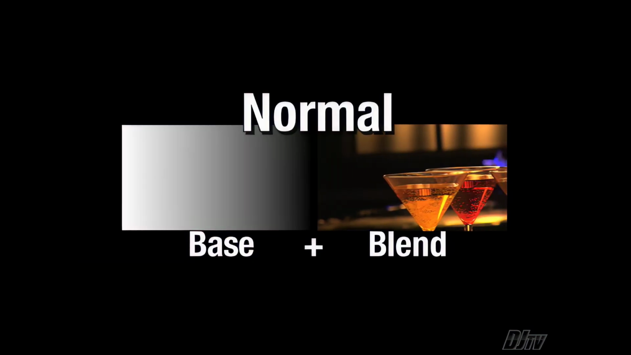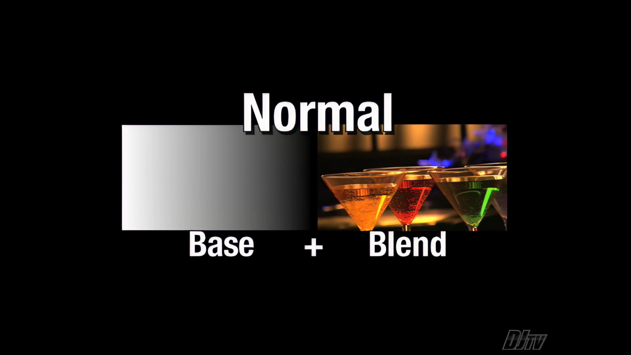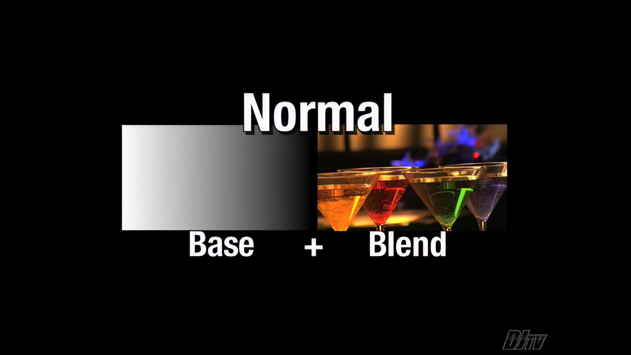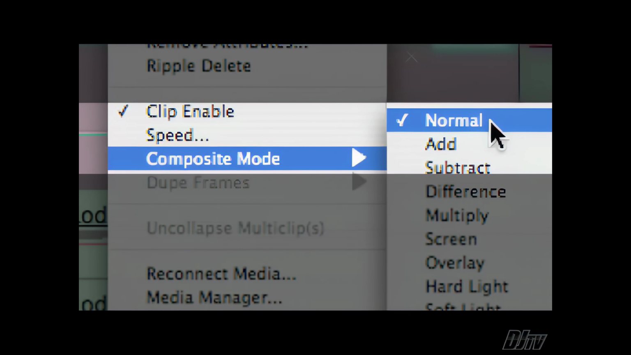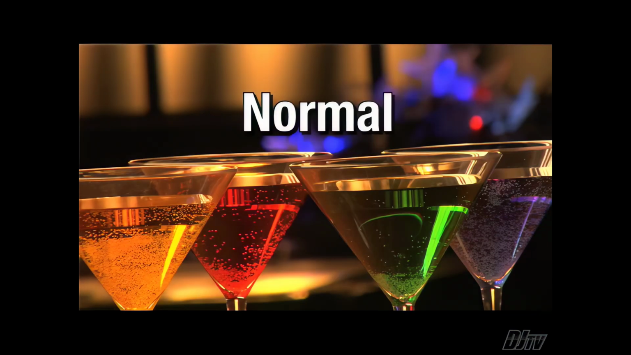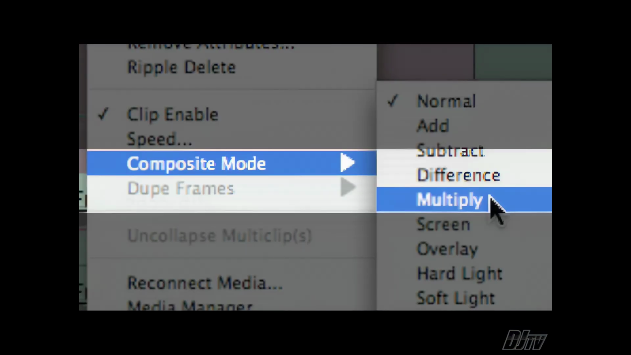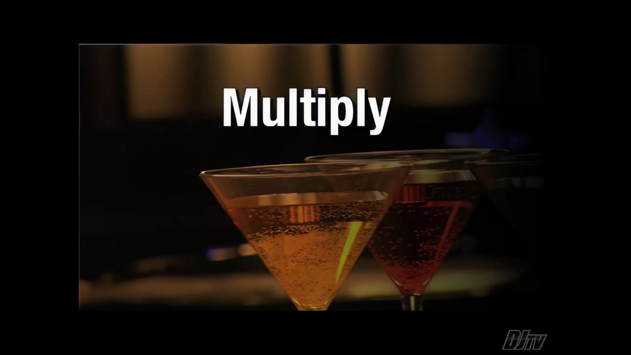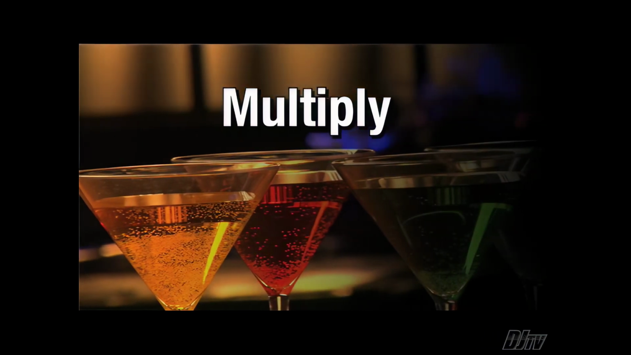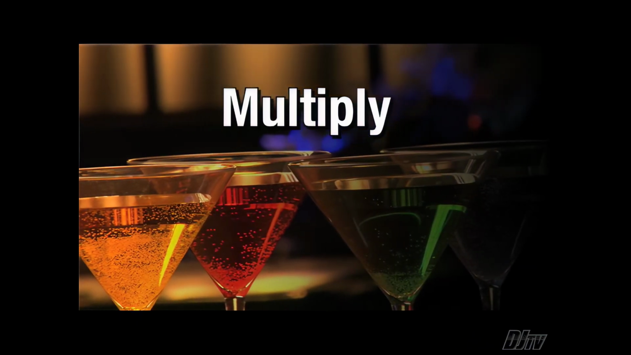The most obvious blending mode is the normal mode. It's the default for your images. If your blend layer is set to normal over your base track, it looks simply like one layer stacked on the other. Multiply is one of the most common blending modes. It multiplies the color of the blend layer by the color of the base layer, resulting in a darker image. With multiply, black remains black and white doesn't show up.